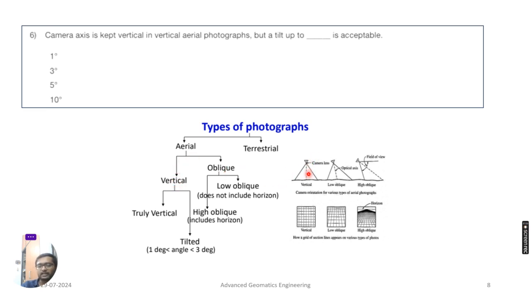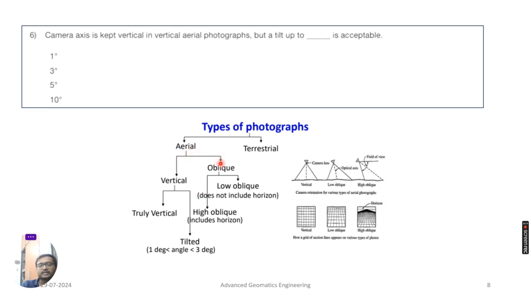Vertical means you are taking exactly from below, which is also known as a nadir view. If it is exactly at 90 degrees, then it is a truly vertical photograph. But if some tilt is there, then it is known as a tilted vertical aerial photograph. A 3 degree tilt is acceptable.